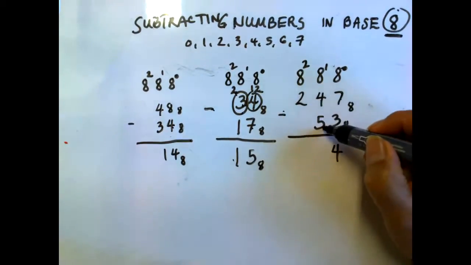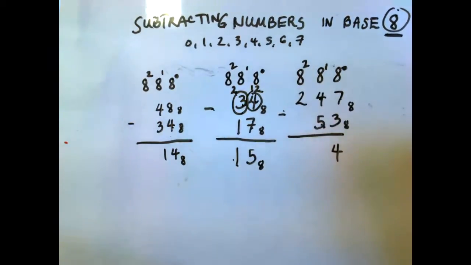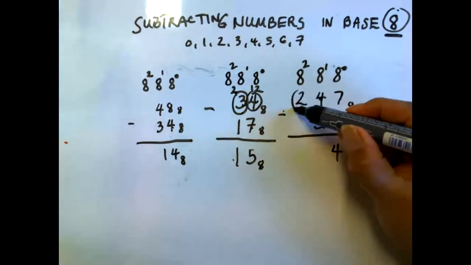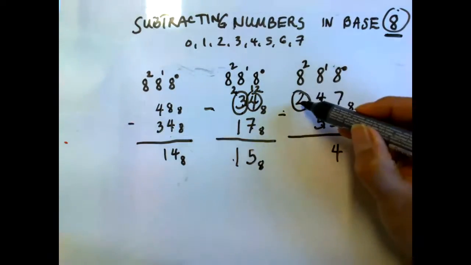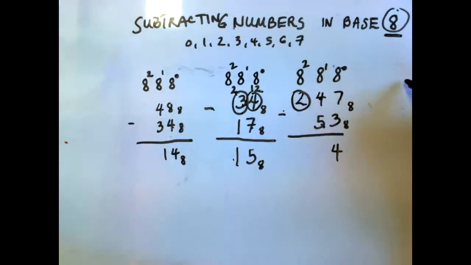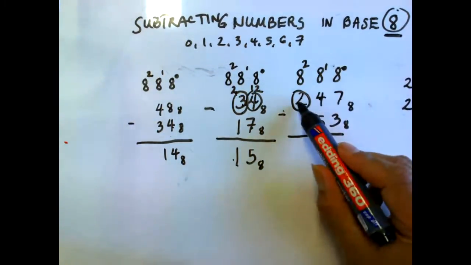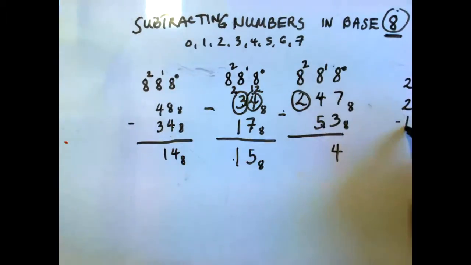4 less 5. Yeah, 4 groups of 8 less 5. We cannot do it, so we have to borrow from here. Now this one is 2 groups of 8 squared, which is really 2 groups of 64. That's the same. Now we're going to borrow 1 from the 2 groups. So we borrow 1.